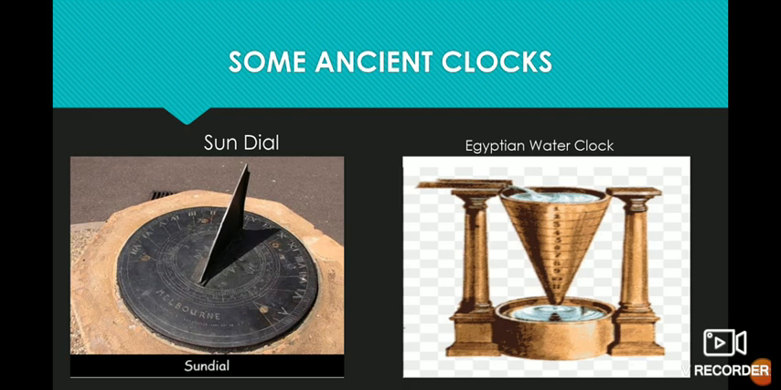The next clock that you see on your right hand side is an Egyptian water clock. These did not tell you the time of the day, but they could tell you how much time had passed: 1 hour, 2 hours, 3 hours, depending on the clock. They could only tell you how much time has passed, but could not tell you the time of the day.